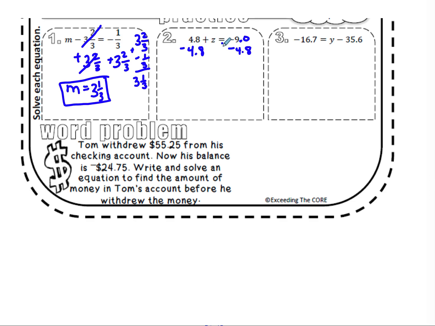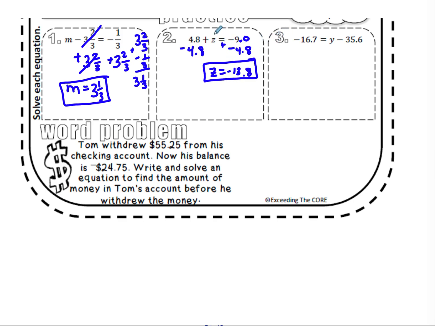All right, boom, change to addition, boom, change the sign. That now is a negative plus a negative. Same signs. Find the sum. Okay, 0 plus 8 is 8. Bring down that decimal. 9 plus 4 is 13. It is a negative number because I added two negative numbers. Z equals negative 13 and 8/10.